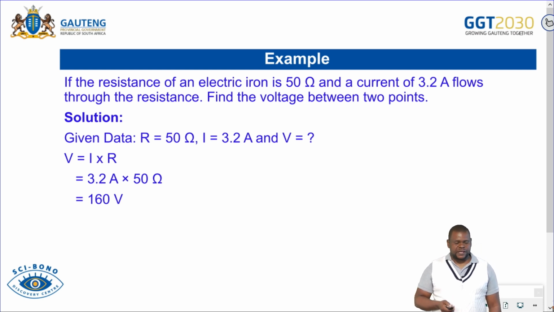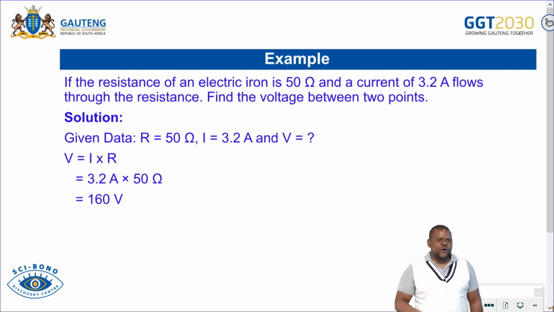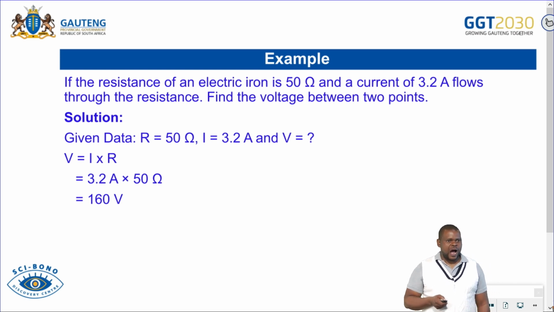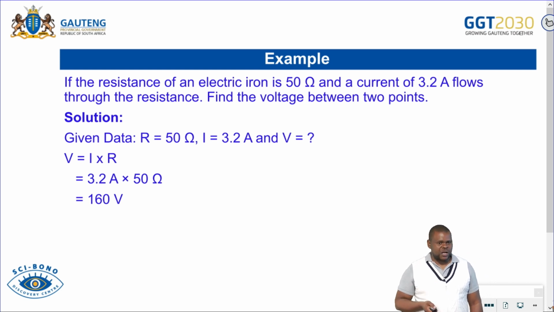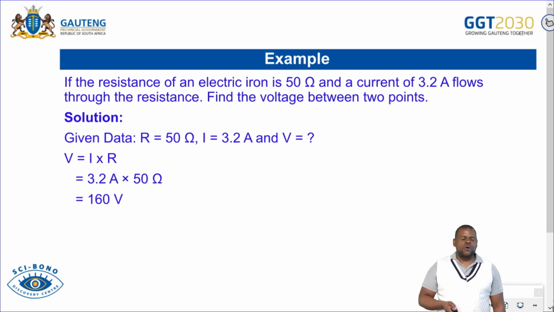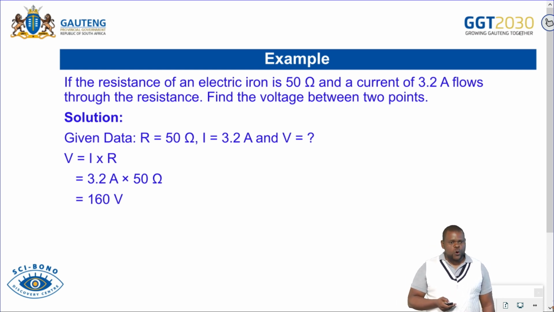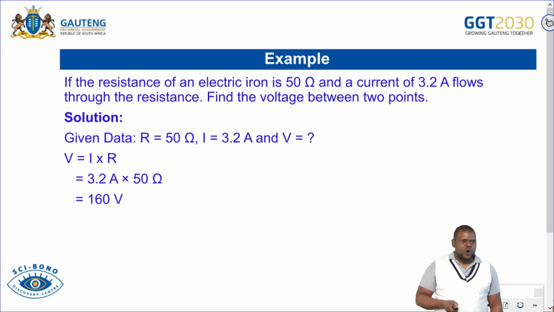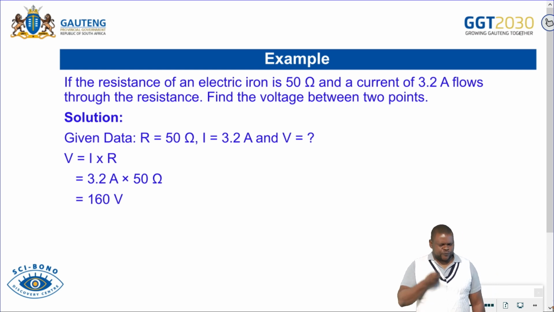Then we know that every time, before we do any calculation, we must write down the given data. For this example, our given data are R is equal to 50 ohm and current is equal to 3.2 ampere. Our unknown in this problem is what? It is the potential difference. We don't know how much the potential difference is. Grade 11s, by writing this given data, we know that when we look at our formula sheet, we are able to choose the correct formula.